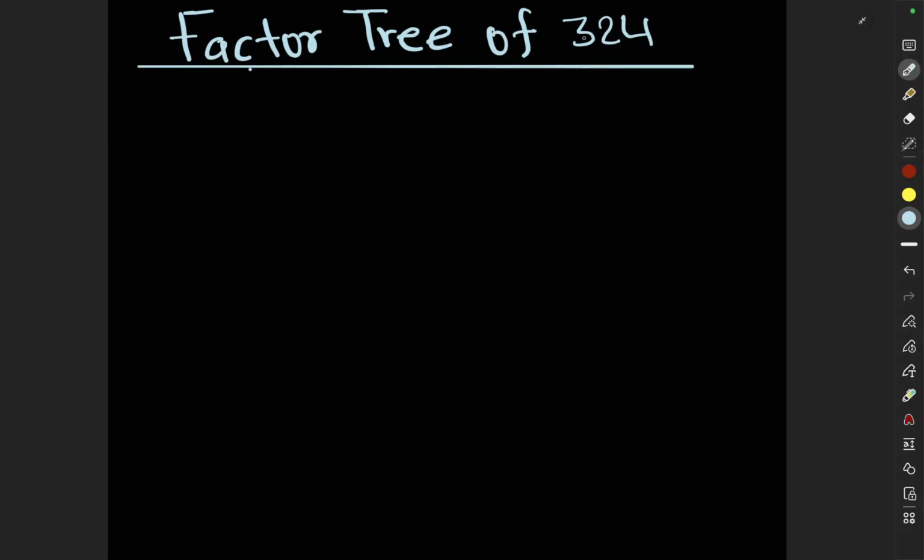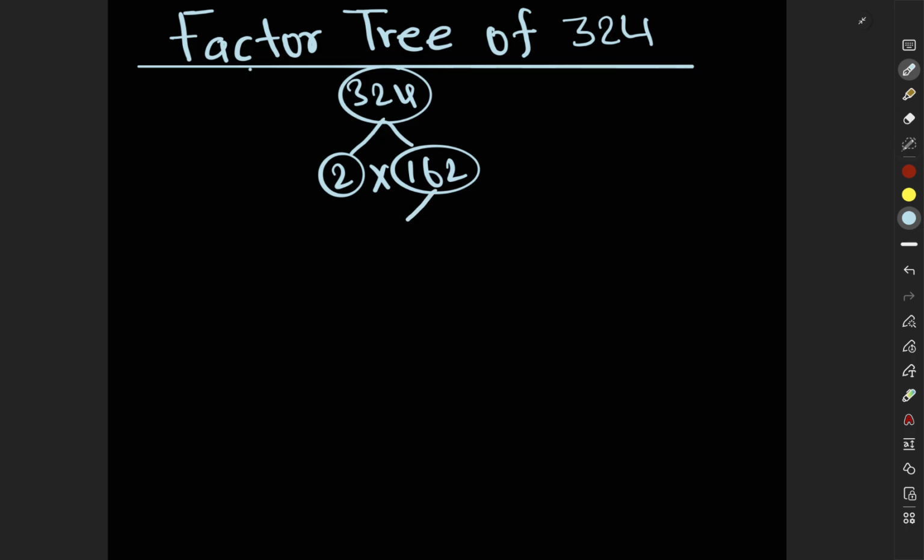Factorization of 324. So 324 can be written as 2 times 162. 2 times 162 means 324. 162 can be written as 2 times 81. 2 times 81 means 162.